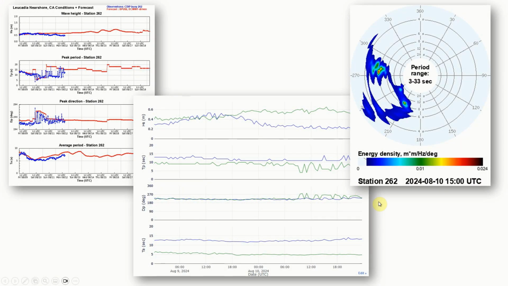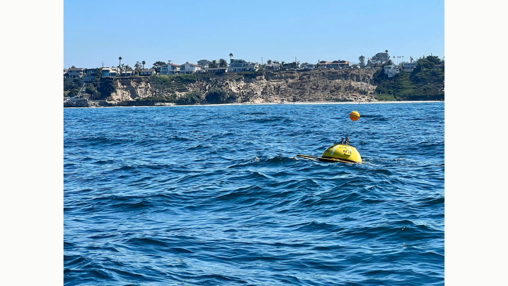Okay, we're going to talk today about wave data and how to interpret some of the basic graphs that are publicly available on the CDIP website. CDIP is the Coastal Data Information Program that's run out of UCSD, the University of California San Diego's Scripps Institution of Oceanography. Just jumping right in.